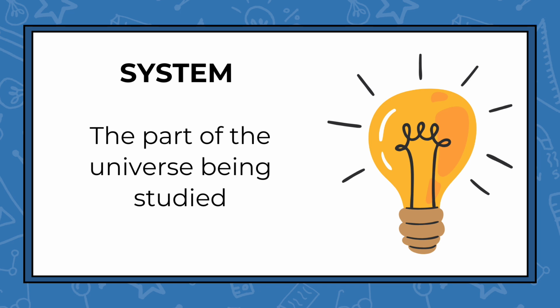There are three main types of systems in thermodynamics. First, open system. An open system can exchange both matter and energy, like boiling water where steam escapes. So that's an example of an open system. Second, a closed system. A closed system can exchange energy but not matter. Example, a sealed soda can. So that's a closed system.